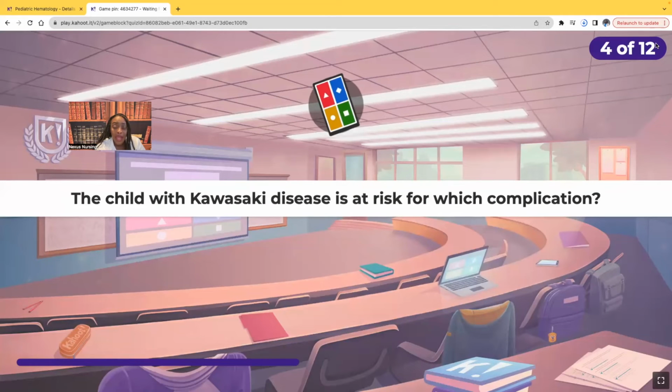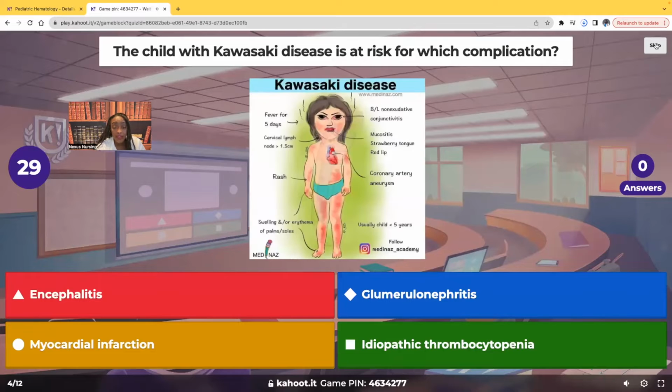All right, a child with Kawasaki disease is at risk for which complication? Would it be encephalitis? Would it be glomerulonephritis? Would it be myocardial infarction? Or would it be idiopathic thrombocytopenia? What do you guys think?